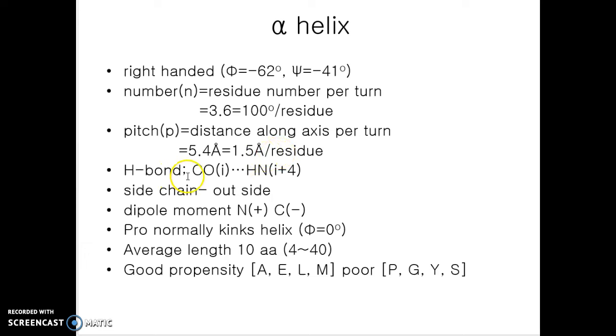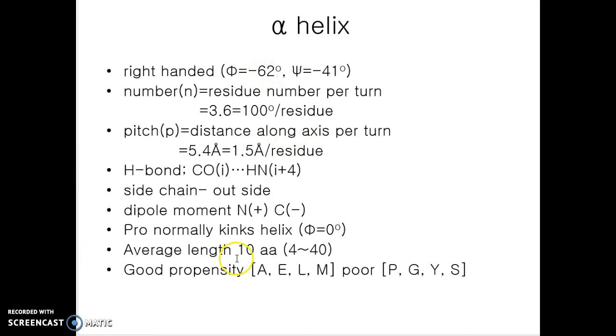Hydrogen bond is made between the CO of the ith peptide bond and the NH of the i plus 4th peptide. Side chains are positioned outside. I'm going to explain later about the dipole moment. Proline is not good at making alpha helix simply because its phi angle does not match a typical alpha helix.